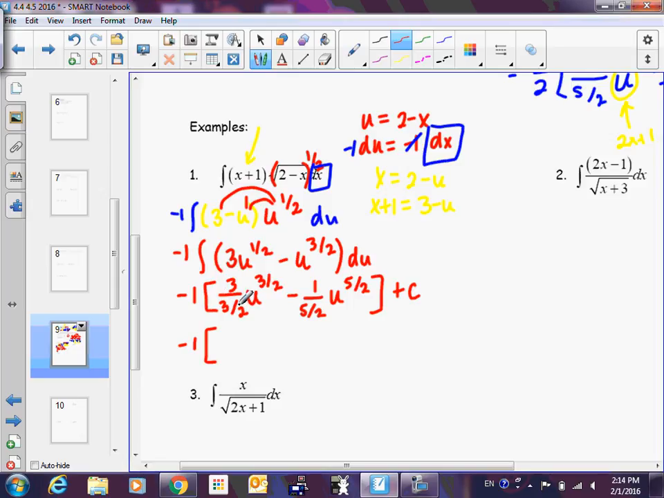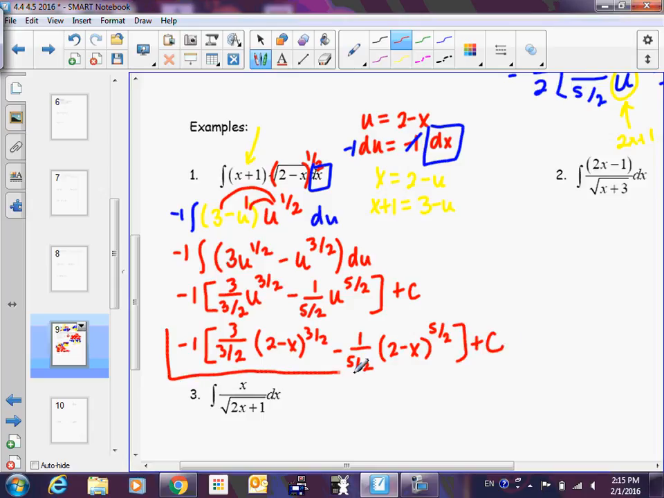Does anybody know what 3 divided by 3/2 is? 2. Good. You don't have to do that though. And if you're not absolutely certain, don't do it. So put the 2 minus x back in place for u. This is going to become 2/5. You can write that if you want. I'm going to not simplify on the screen. Okay, is this gross? Yes, but it's correct.